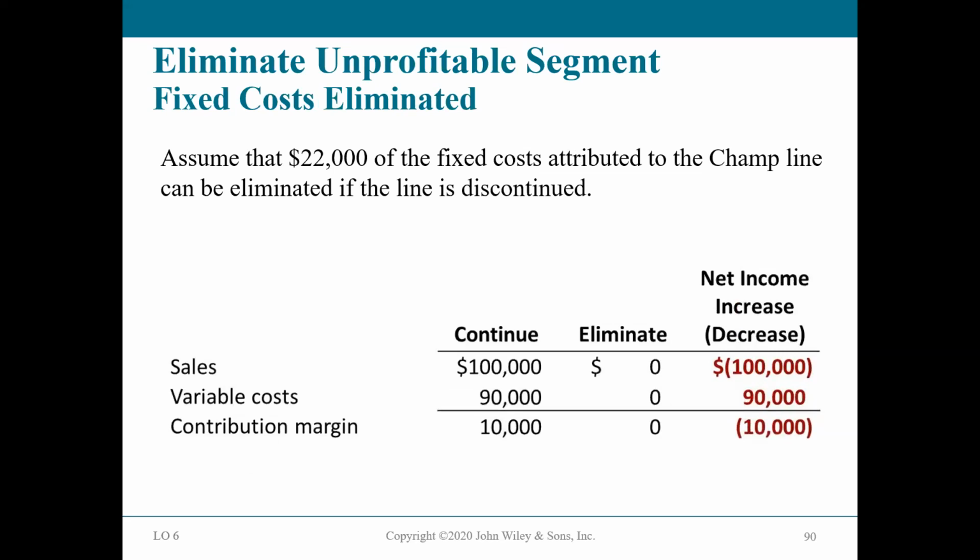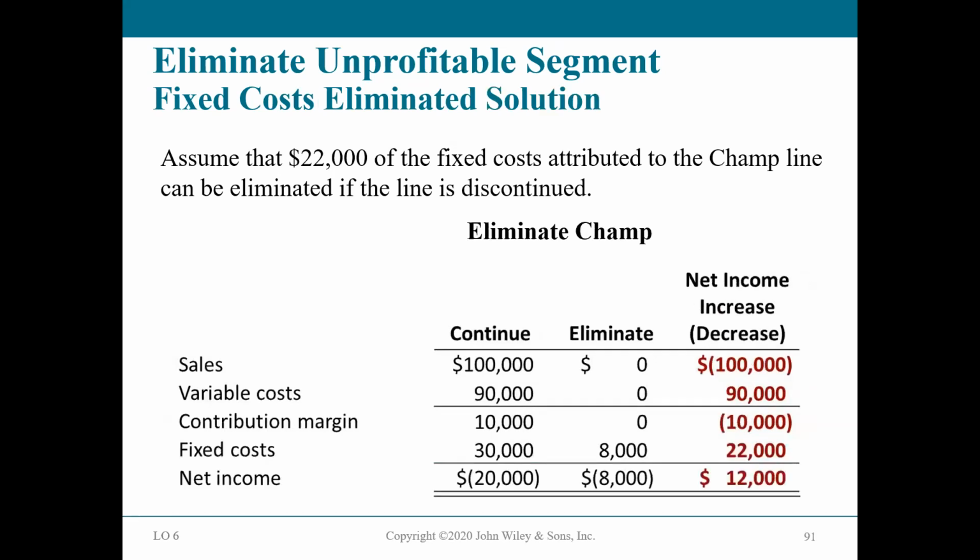What if we assume that 22,000 of fixed costs attributed to the Champ can be eliminated if the line is discontinued? In that case, we would have a $12,000 pickup because it would not all be a sunk cost.